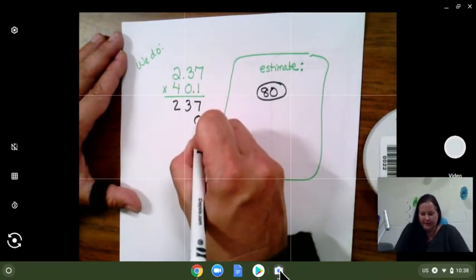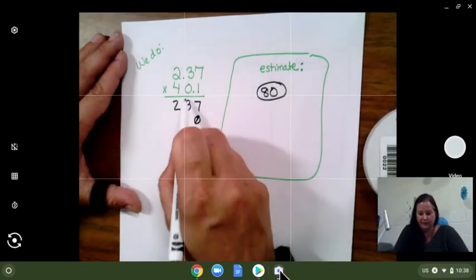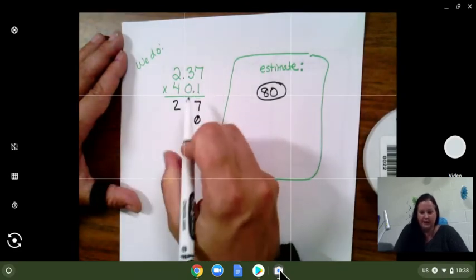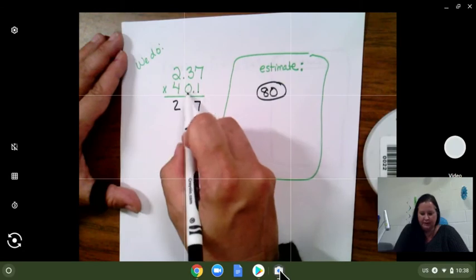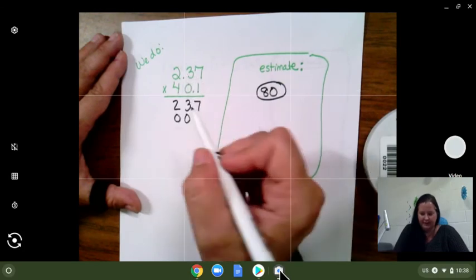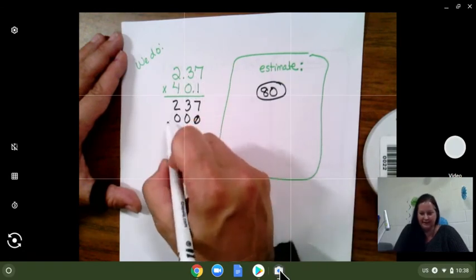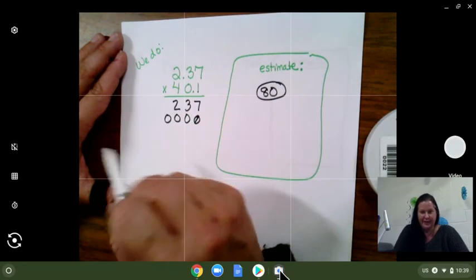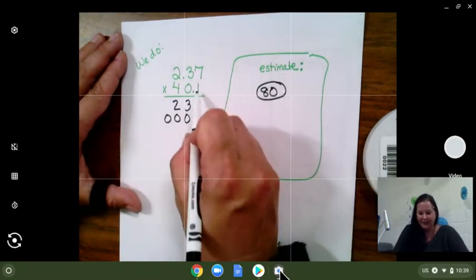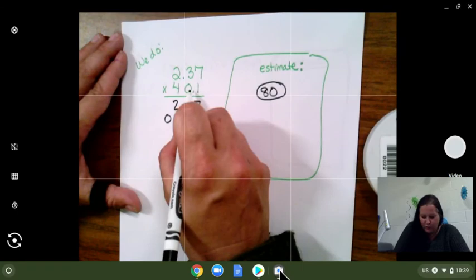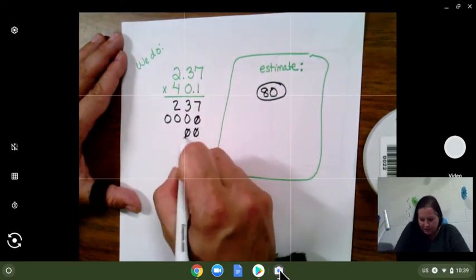I'm going to put my place holding 0 in and move to the 0. 0 times 7 is 0. 0 times 3 is 0. 0 times 2 is 0. All done with that. Now we move over to the 4. So I have 1, 2 spots. I need 1, 2 placeholders.